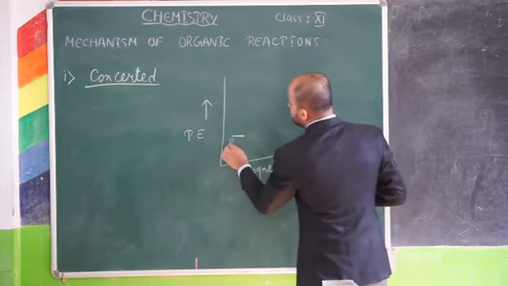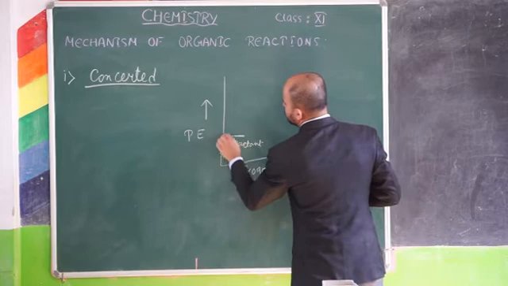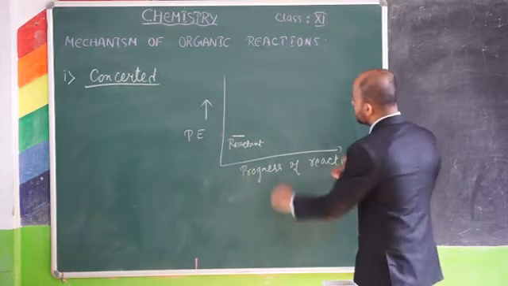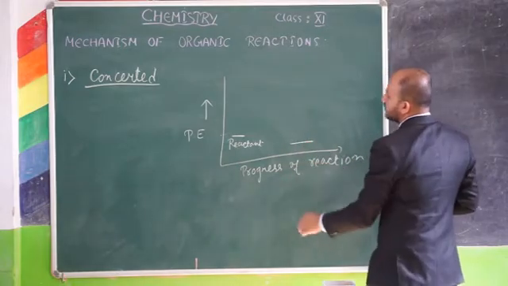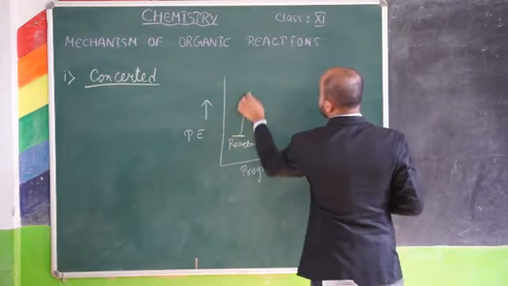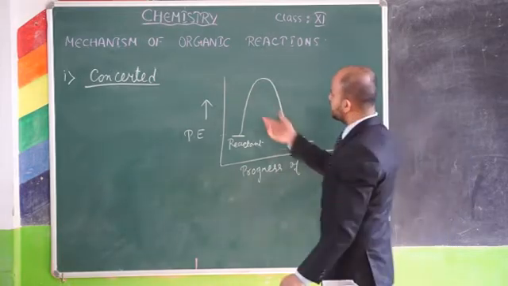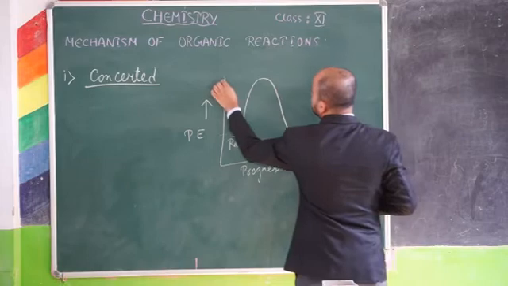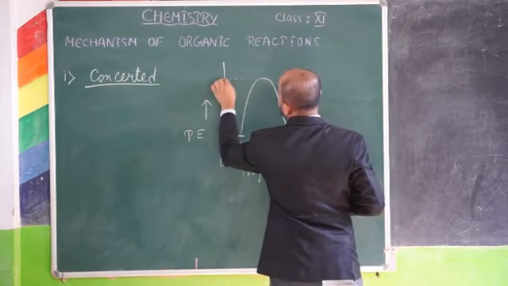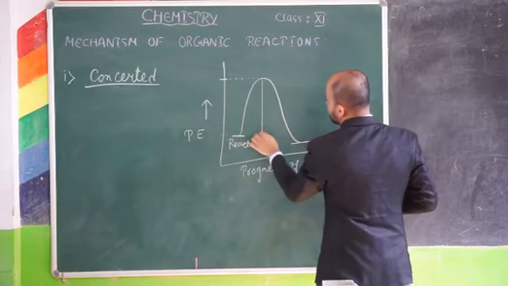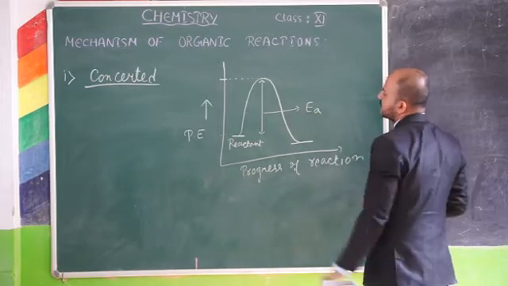Any reactant will have such an amount of energy. This is the energy of the reactant. Before being converted into product, it has to cross a certain energy barrier. Here you can see this is the amount of energy required. This amount of energy is known as activation energy.